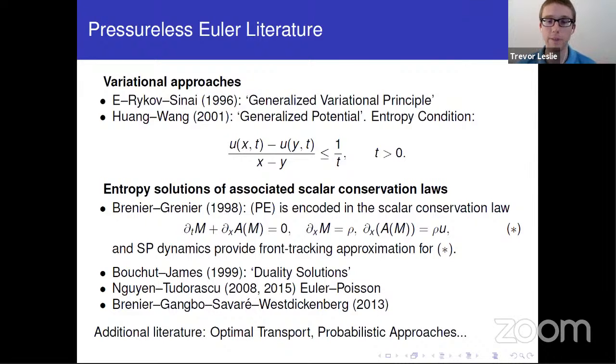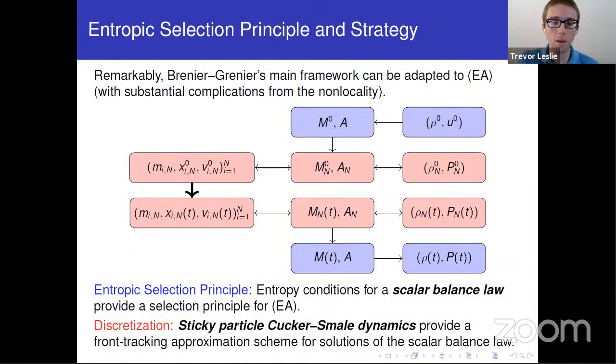One particularly significant extension is due to Nguyen and Tudorascu, who used the method to treat the Euler-Poisson system. And our approach is largely inspired by Brenier and Grenier's work. Actually, the skeleton of the argument that Changhui and I use for the Euler alignment system is very reminiscent of Brenier and Grenier's paper. Let me point out the two main features.